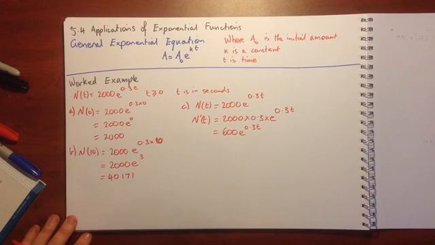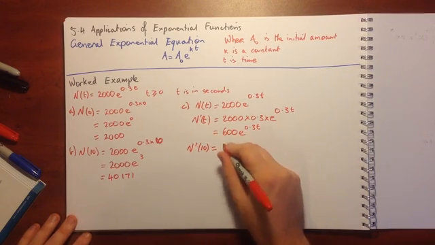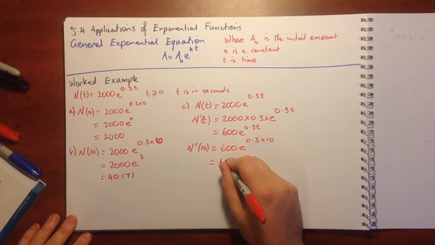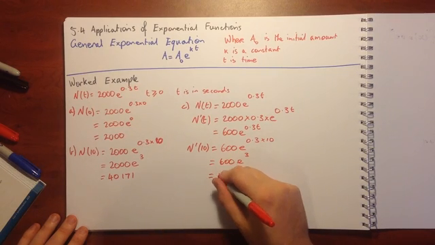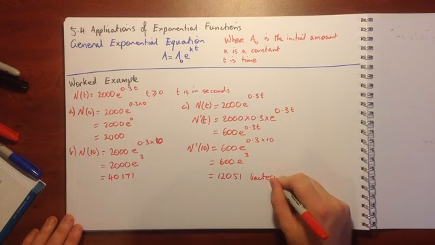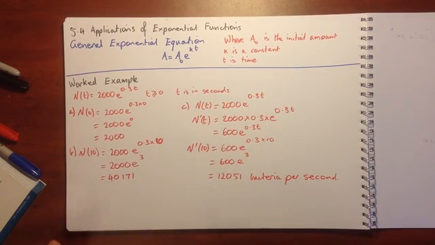We want to know what our rate of change is at t equals 10, so we want N dash of 10. That's 600 e to the 0.3 times 10, which is 600 e to the 3. When we work that out, it's 12,051. So after 10 seconds, the bacteria are growing at a rate of 12,051 bacteria per second.